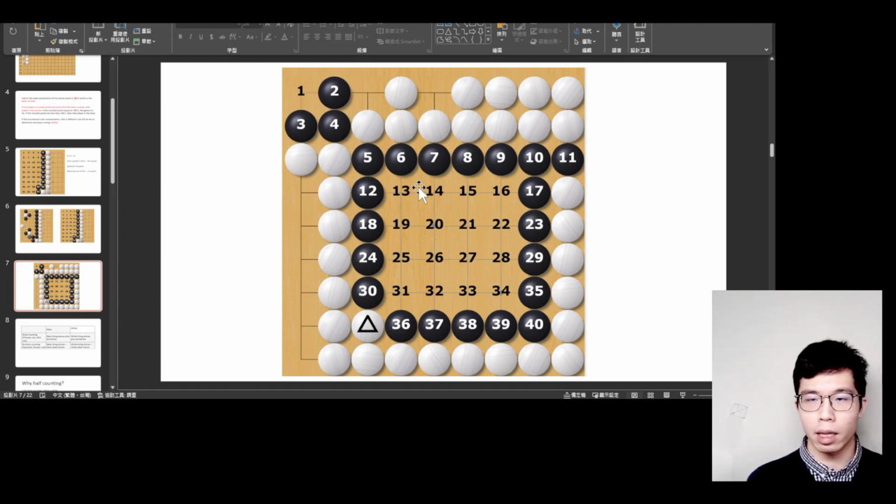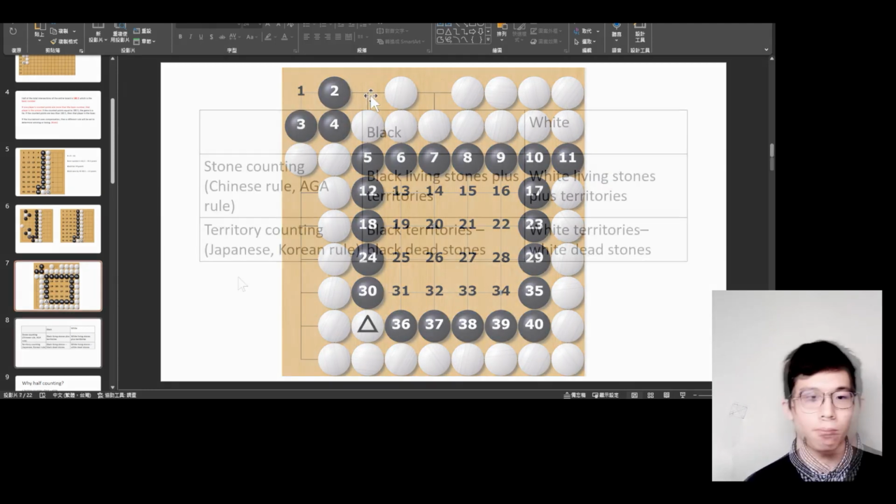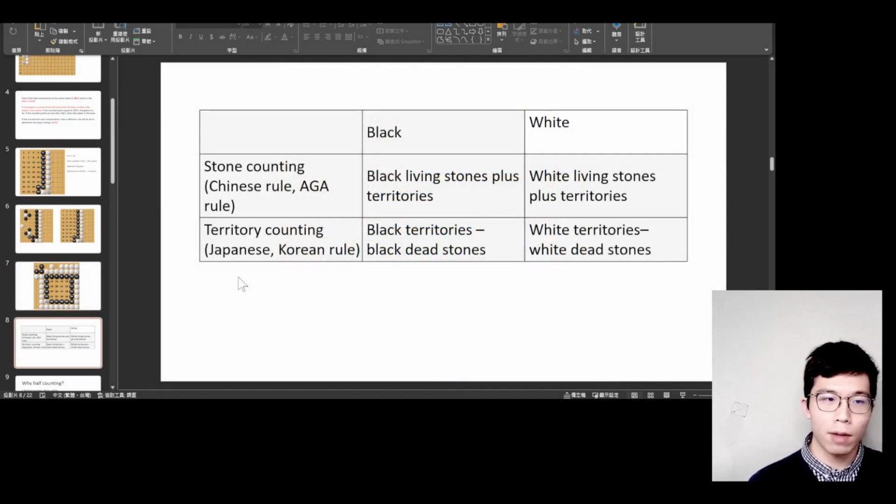Similar to the 19 x 19 board, even if there is no Komi, there would not be a tie unless there is a seki. We already see some difference between the stone counting and the territory counting, but we generally think they provide the same result. Because in most cases, they look the same.